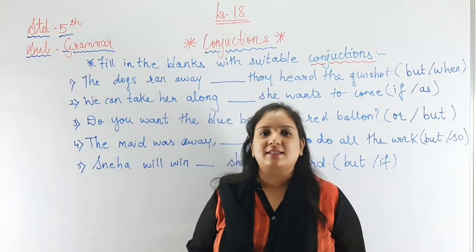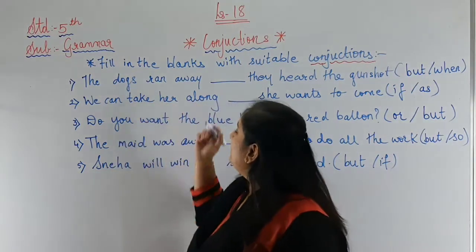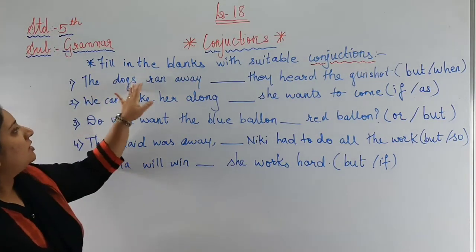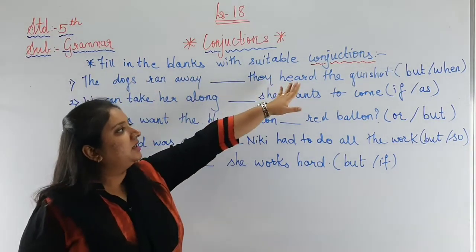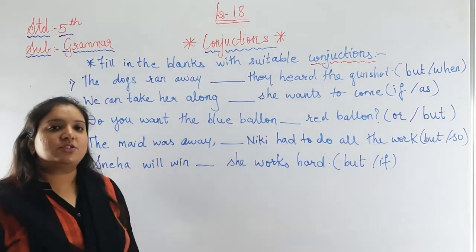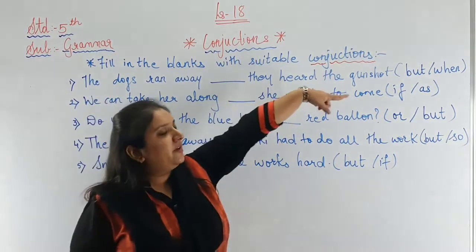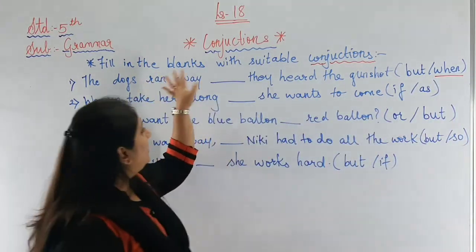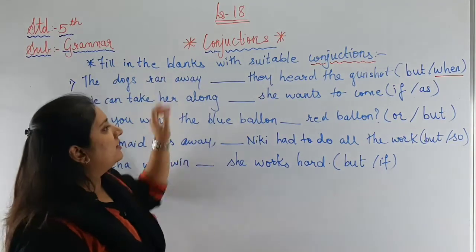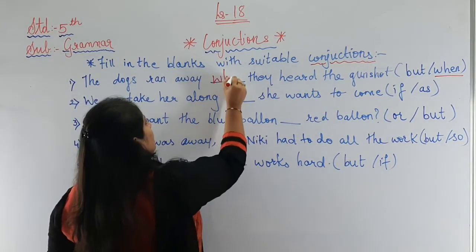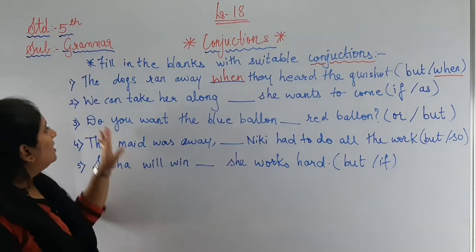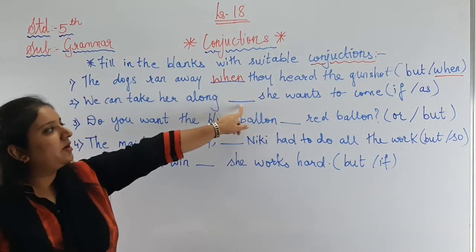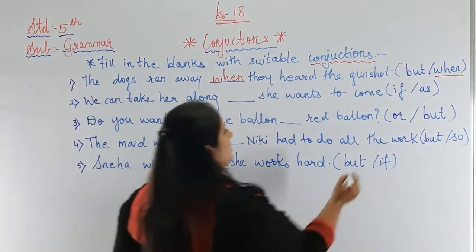Now let us have a look at the next exercise. It tells us to fill in the blanks with suitable conjunctions. Now look at the first one. The dogs ran away dash they heard the gun shot. Now what do you think, what conjunction will come over here? But or when? It's of course when. When the dogs heard the gunshot, they ran. Okay. Next. We can take her along dash she wants to come. If she wants to come or as she wants to come. Of course, the correct answer is if.